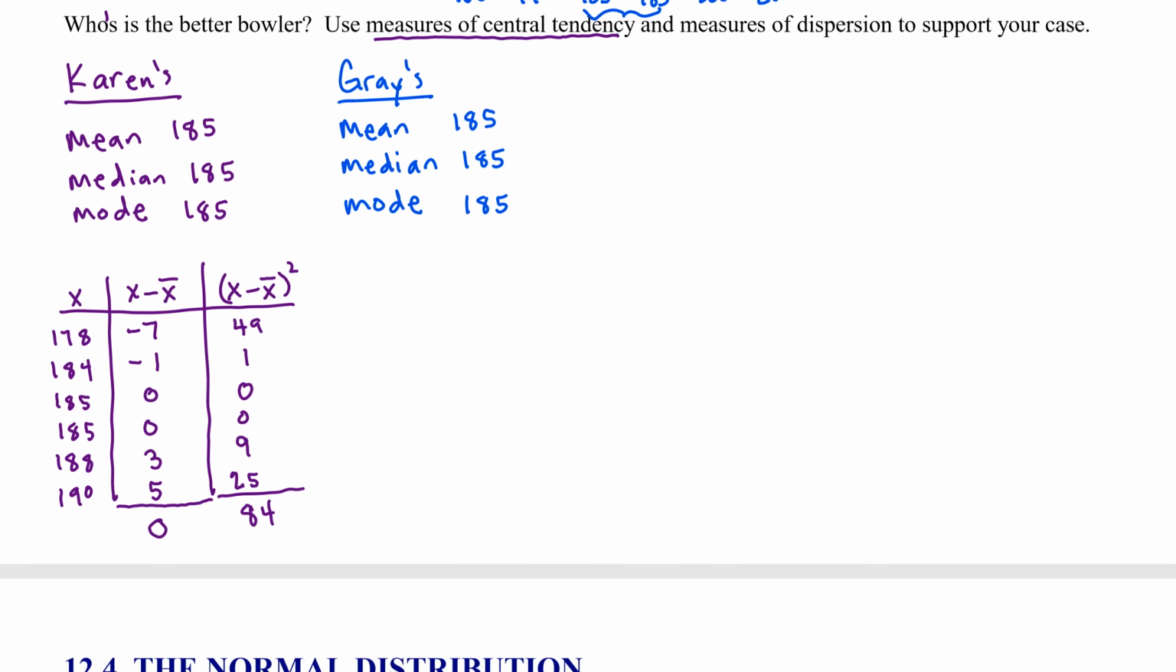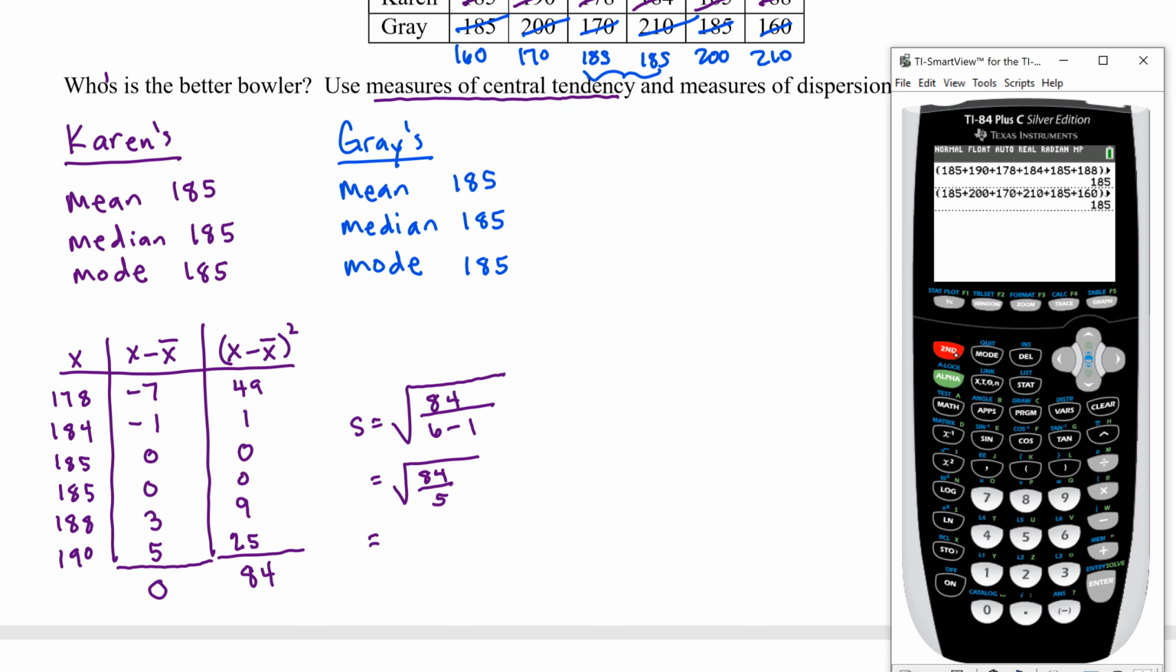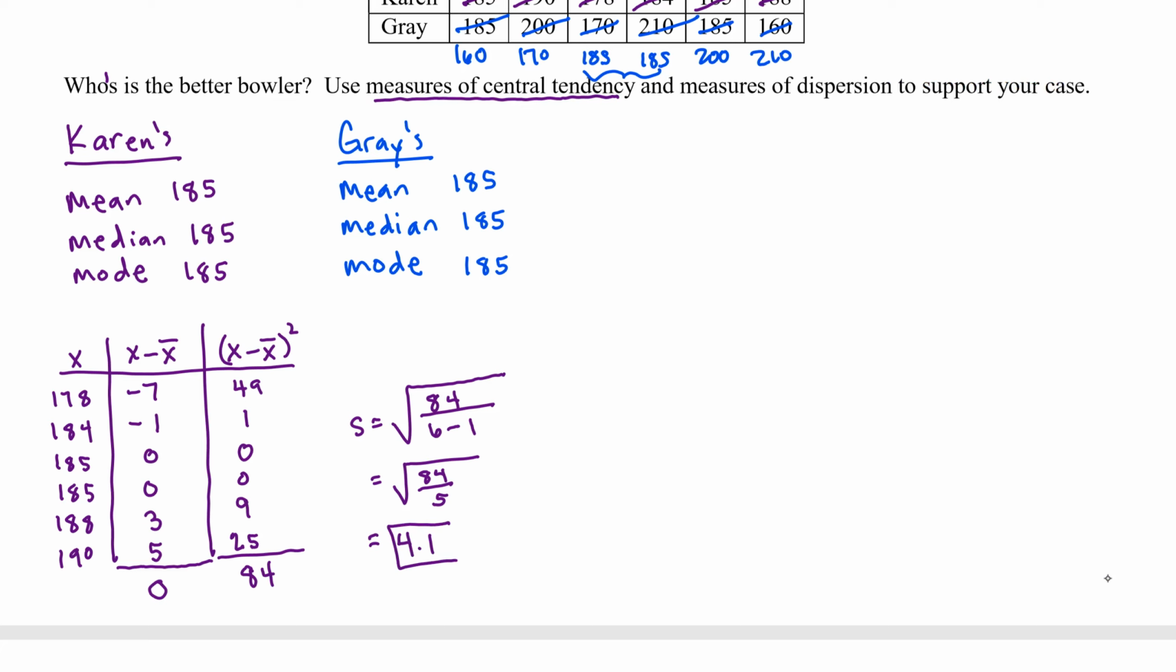Then Karen's standard deviation, I'm just going to write it to the side here, is going to be the square root of this sum, 84, divided by n minus 1. Remember, we subtract 1 from the number of data points. So we need to find the square root of 84 over 5. So I'm going to type that in, second square root, 84 divided by 5. And we will round to the nearest tenth, about 4.1. So Karen's standard deviation then is 4.1.